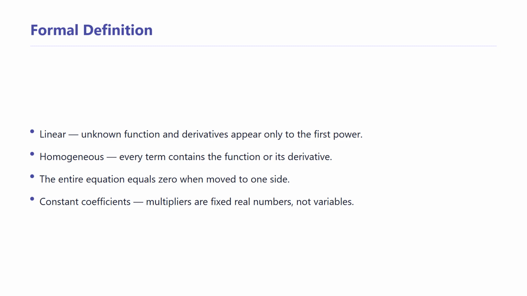Now that we have a physical picture, let us define this formally. A higher-order linear, homogeneous, ordinary differential equation involves an unknown function and its derivatives. The word linear means these derivatives appear only to the first power. They are never squared or trapped inside a sine wave. Homogeneous means every single term contains the unknown function or its derivative, so the whole equation equals 0 when moved to one side. We will focus on constant coefficients, meaning the numbers multiplying our derivatives are just fixed real numbers, not changing variables.